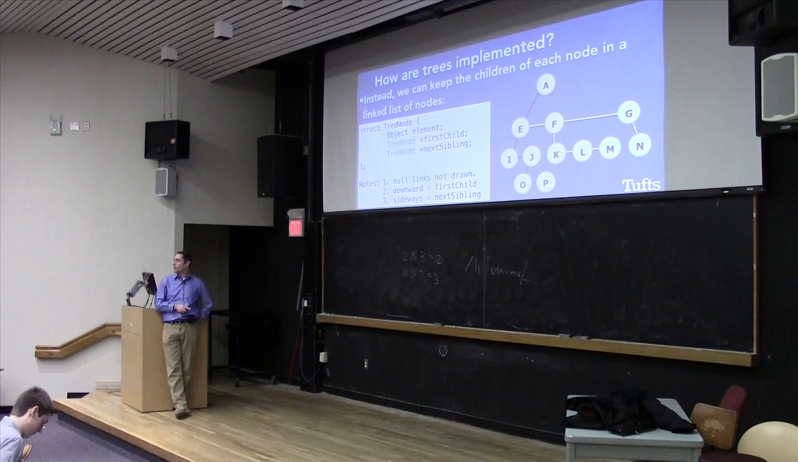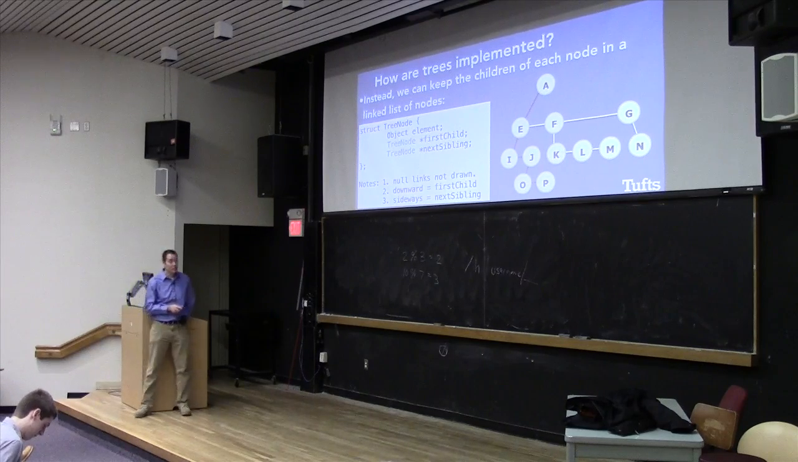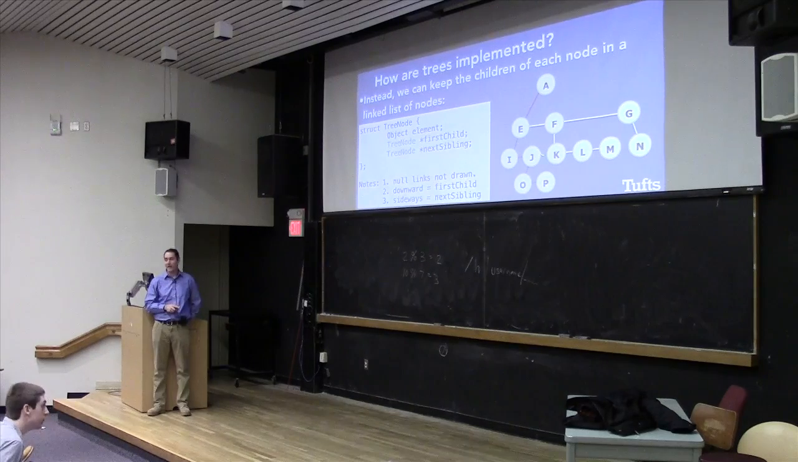How would you actually walk that? Well, it's a little bit tricky. You can do it recursively, which I'll show you in a minute. But this is all that the structure looks like. We can make it a little struct, call it a tree node. We're going to have some element in there, in this case strings of A, B, C, D. And then we have the two nodes, our first child node and our next sibling node.